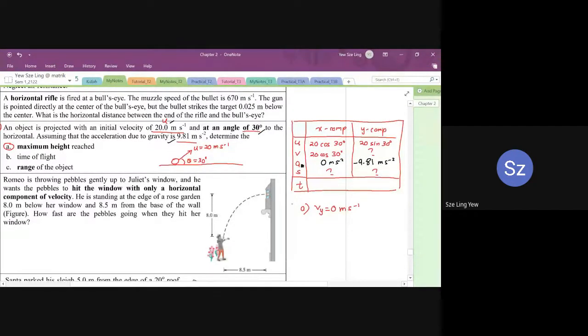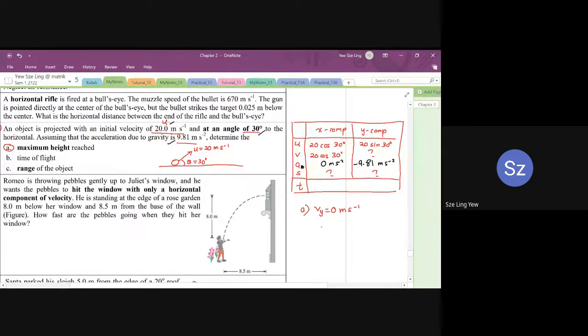So sometimes the information that you use in the question might not be the same as the one in the table. So you have to read the questions carefully. So Vy is equals to 0 ms negative 1. So you want to calculate maximum height. So you want to calculate Sy.